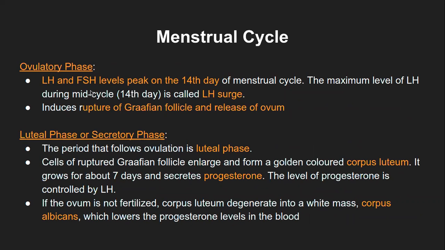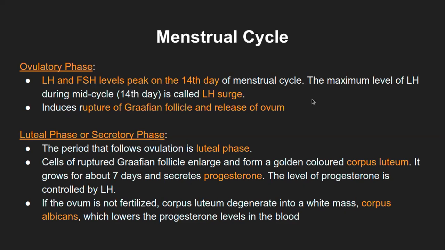Now, like I said, the most important day is the ovulation day. That usually happens on the 14th day in the ovulatory phase. Now, the luteinizing hormone, that is LH, and FSH, we will see these hormones in the hormonal control of the menstrual cycle. But here I will just mention in brief.